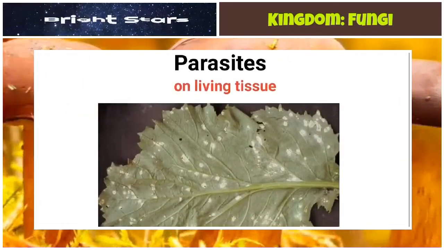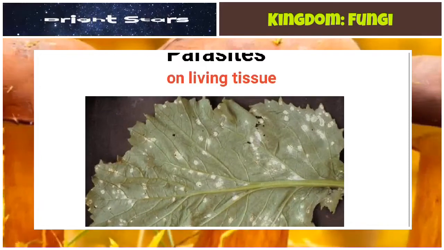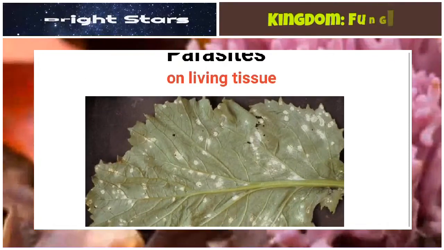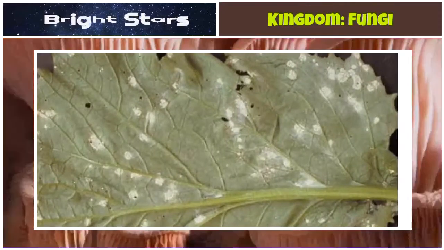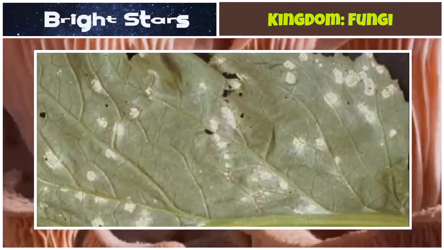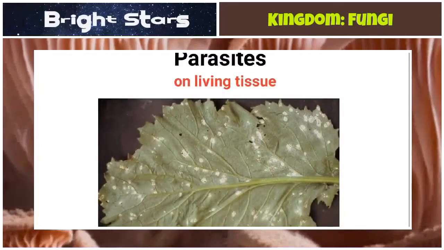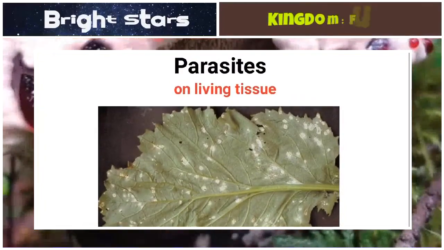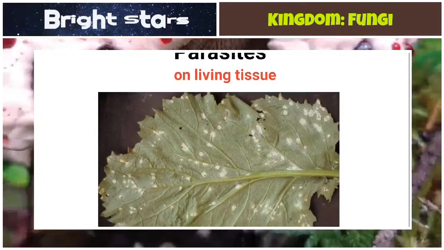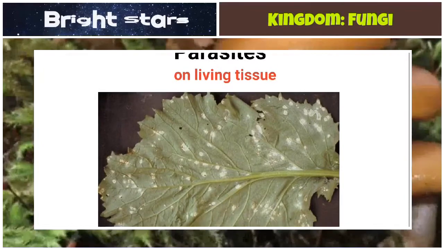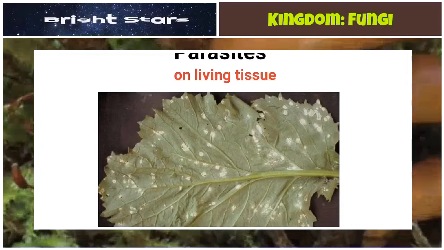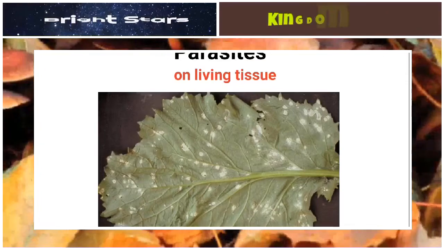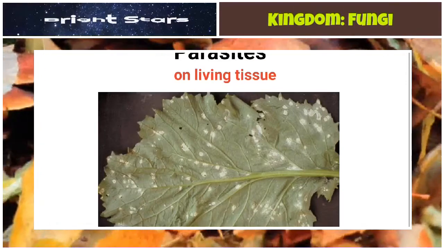Some are parasites. For example, white rust of crucifers. You can see on the leaf white pustules, white rust-like structures. So this is nothing but a parasite, means the fungus is living on some other living tissues at the expense of the host, so they live as parasites also.